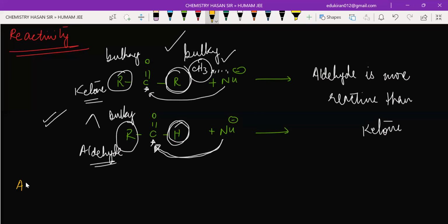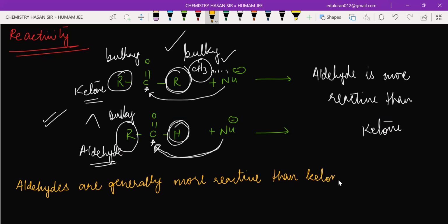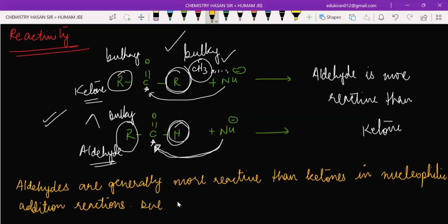Okay, so I'm going to write: aldehydes are generally more reactive than ketones in nucleophilic addition reactions due to steric and electronic reasons, or you can say due to steric and electronic repulsion.